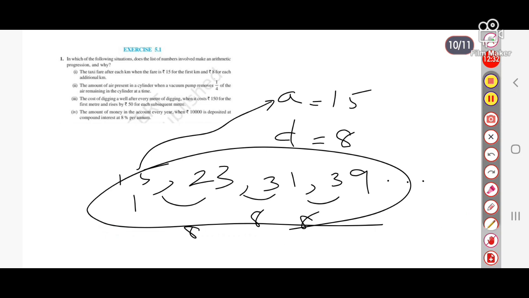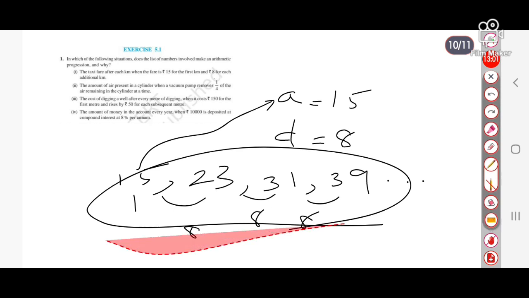We don't need to bother that the first value given is 15, but for each and every additional kilometer they are charging only 8 rupees. That will be the common difference. As I told you before, if the common difference is the same, then it forms an AP, right? Don't bother about the first term, that is A. It may be anything, it may be 0 or something else. Don't bother about that. The common difference that is given is the same. So therefore, it forms an AP. So the first subdivision is an AP.